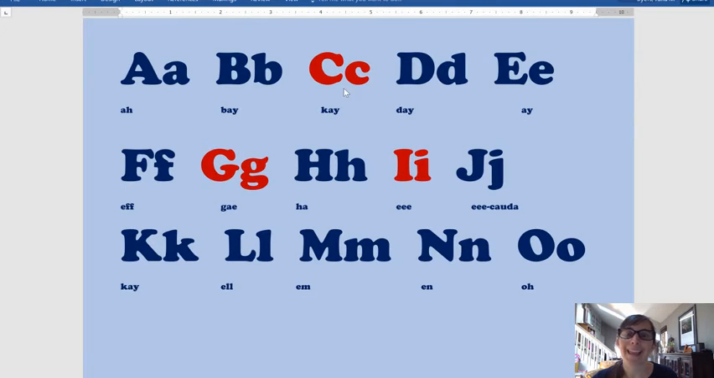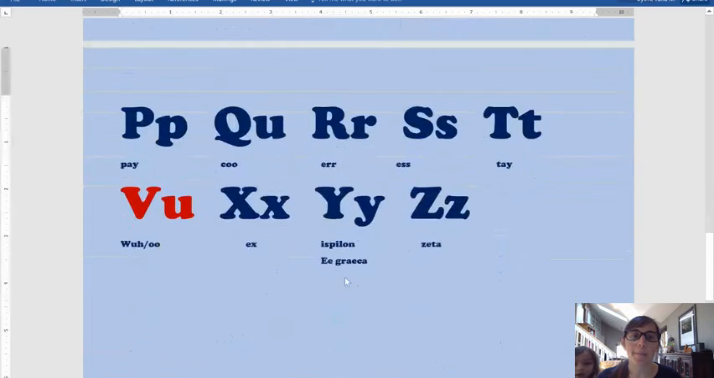A, B, K, D, A, F, G, H, E, cauda. Cauda means tail. K, L, M, N, O, P, Q, R, S, T, W, or U, X, Y, or Y, Zeta.